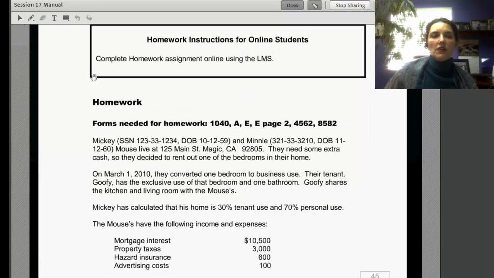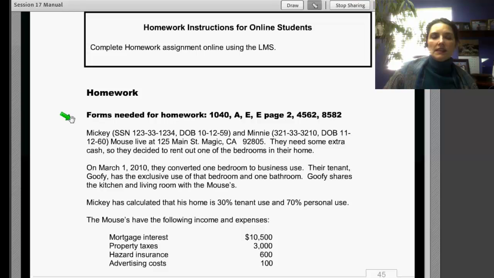We're going to move on now to a review of the Session 17 homework assignment. It involves preparation of a more complex tax return involving rental income and expenses for Mickey and Minnie Mouse. And because they needed to have some extra cash, they decided to rent out one of the bedrooms in their home to a tenant named Goofy. And Goofy has the exclusive use of one bedroom, one bathroom, and then shares the living room and kitchen with the Mouses. And then, of course, the Mouses have some area that is exclusive use to them.